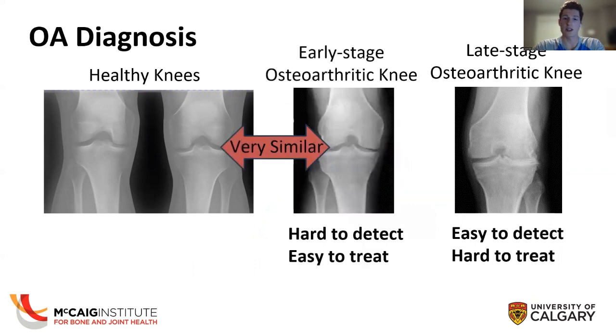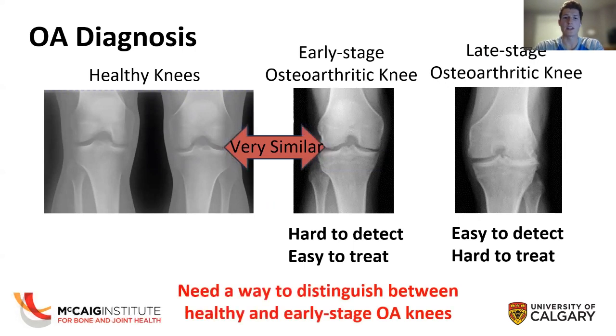The issue with detecting early-stage OA is that it looks very similar to a healthy knee in an x-ray scan. And this is a big issue because the early stages are the only time that preventative treatments are effective. So we need a way to differentiate between healthy and diseased knees to diagnose early-stage OA.